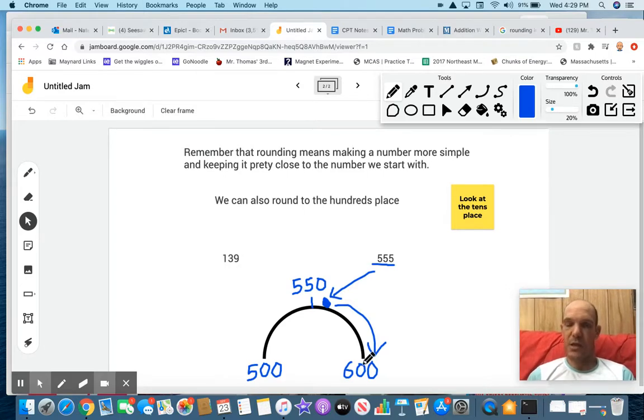So that is a basic overview of rounding to the tens place and to the hundreds place. And I recommend using this strategy of drawing a simple little thing I call a rounding hill. And then you can always think of that ball as the number that we are rounding.